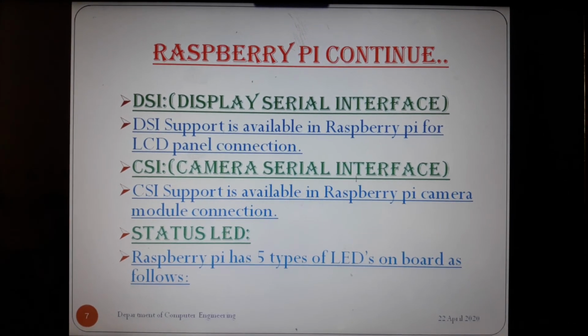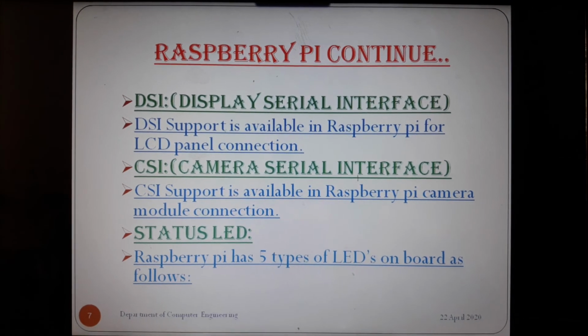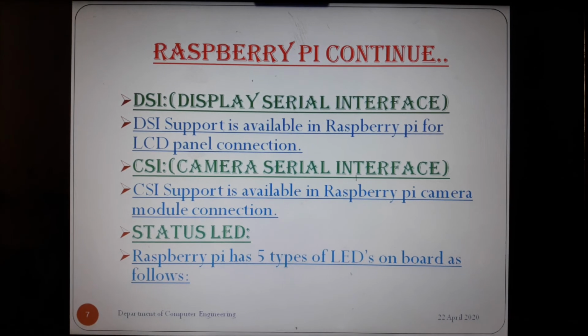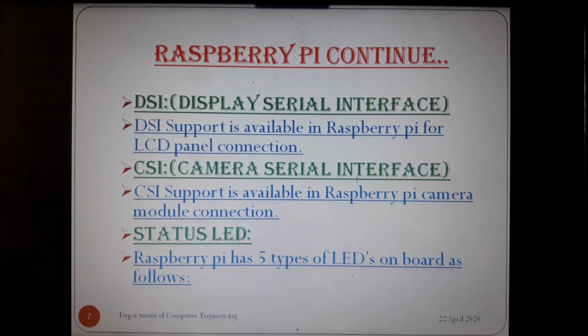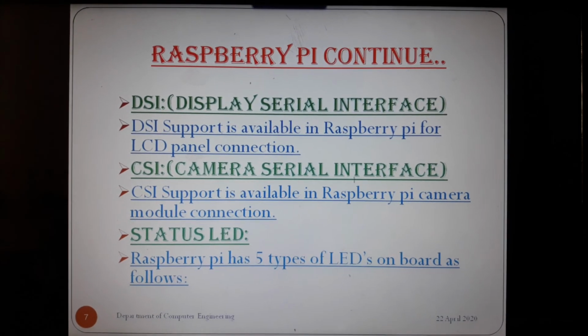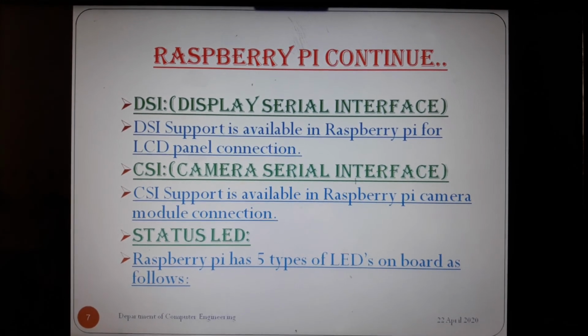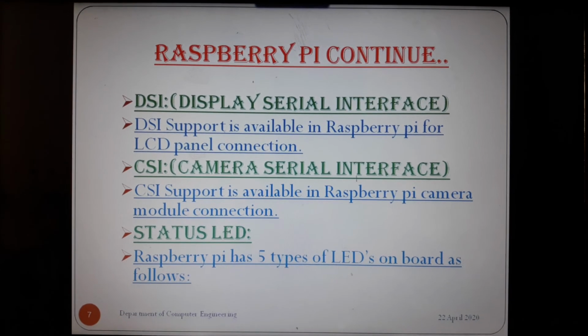Status LED. Raspberry Pi has 5 types of LEDs on the board as follows. So LEDs will be used to indicate something. If we use the traffic light program, then the LED will be important. Then which LED will glow, whether it is green, red, or black, etc. So it is used for indication on the Raspberry Pi kit.